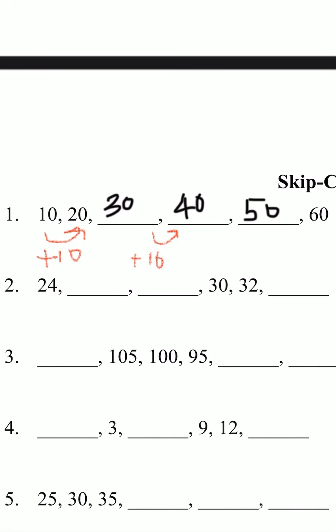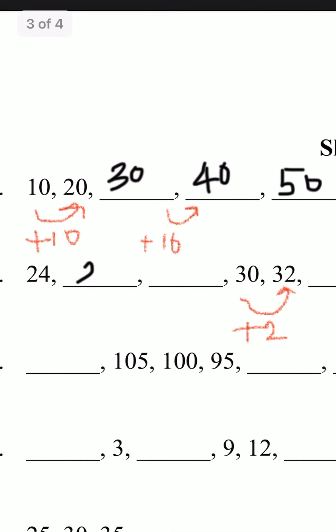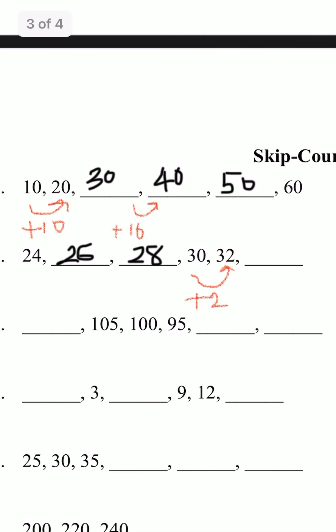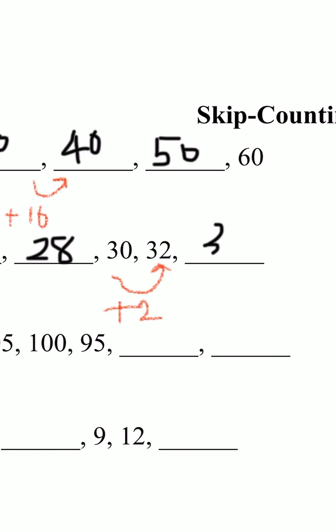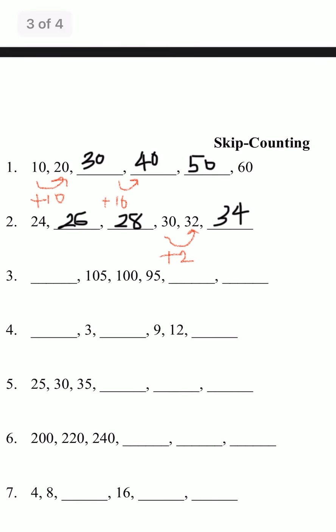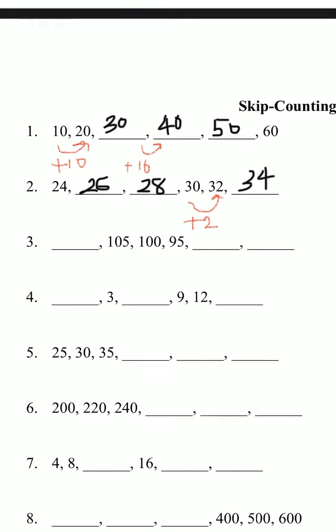Number 2, it's going up by 2, right? Plus 2. So 24 plus 2 is 26. 26 plus 2 is 28. 28 plus 2 is 30. 30 plus 2 is 32. And 32 plus 2 is going to be 34. Okay? And now we have number 3.